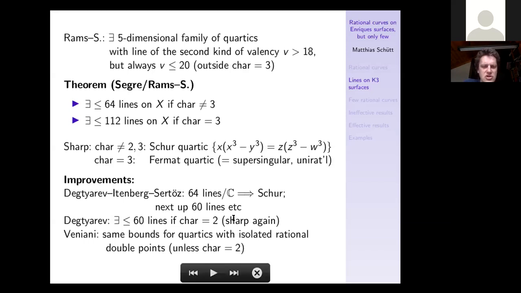So they show the next record is 60 lines. There are two or three kinds of surfaces like that. And one of them reduces nicely to characteristic 2. And then it's probably 58 and 56. So, and so on. You can also go in a different direction. Veniani developed the same bounds for quartics with isolated rational double points. Again, there's a subtlety in characteristic 2 where the number of lines can surprisingly go up. But this is kind of the situation for quartic K3 surfaces.